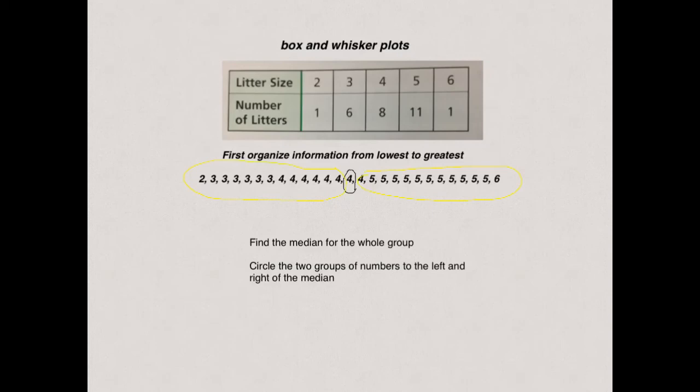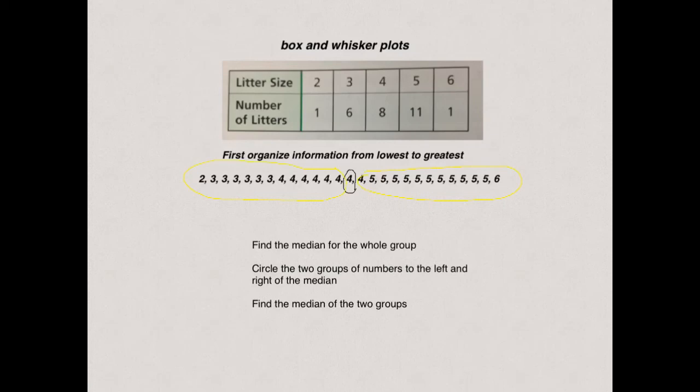Guess what? I need to find the median for those groups. And I do the same thing. If I have 13, well, what's going to be right in the middle? Well, I need to have the same number on both sides. So if I divide 13 by 2, I get 6.5. So it should be somewhere in the middle. It's going to be that one.